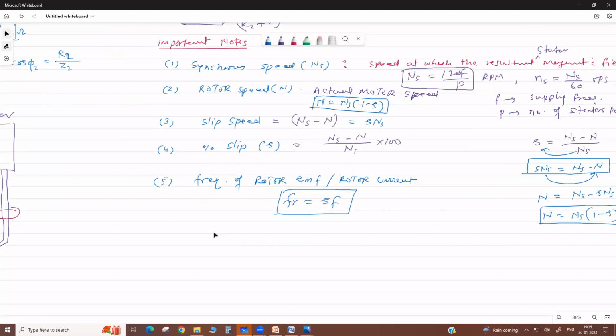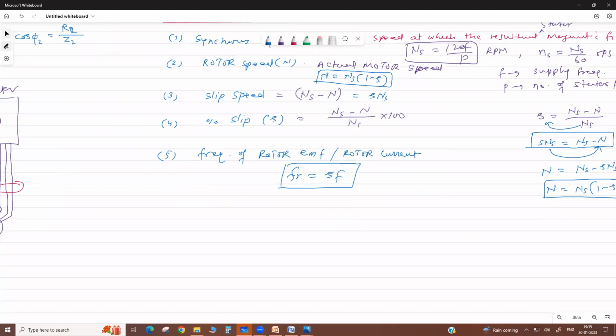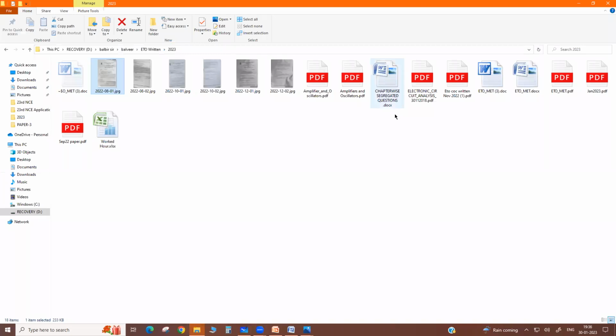Any doubt here? In earlier old question papers of ETO, there were some questions on this also.